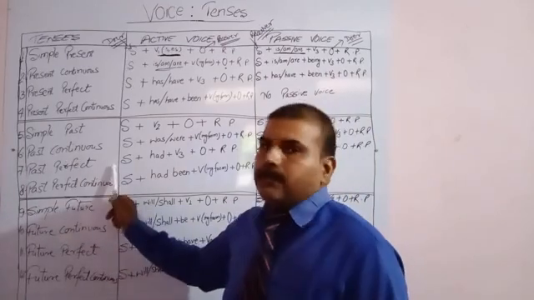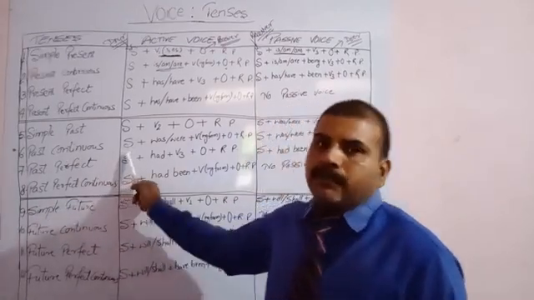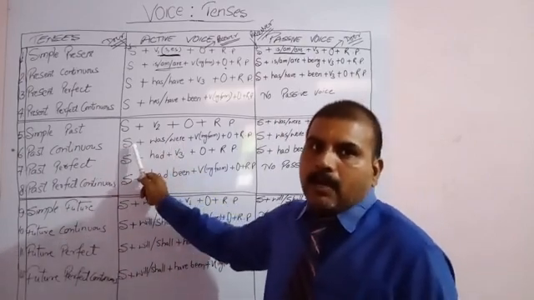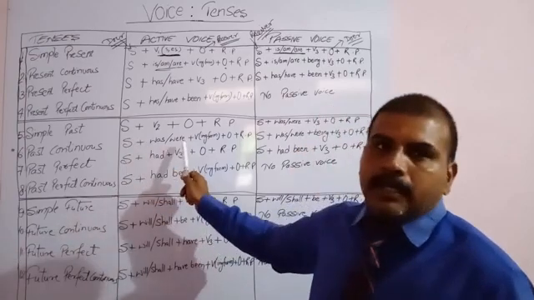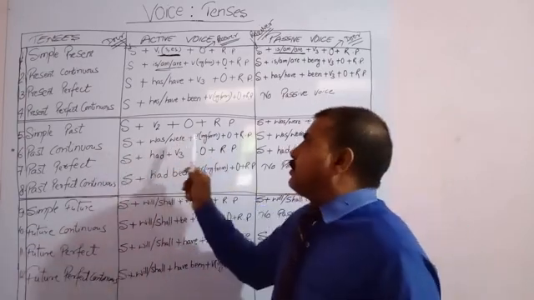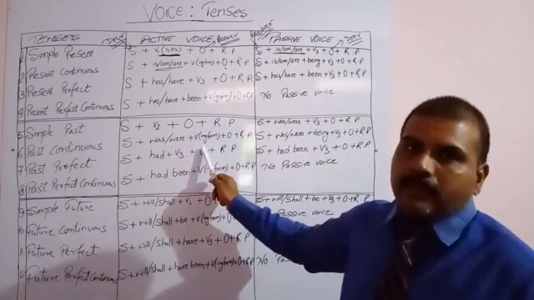Likewise past continuous tense: subject, doer of the verb, was or were. If singular case or I, was; if plural case or you, we write were. And as it is continuous, we write ing form of the verb.